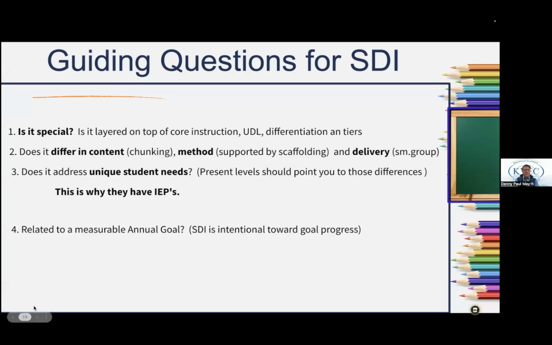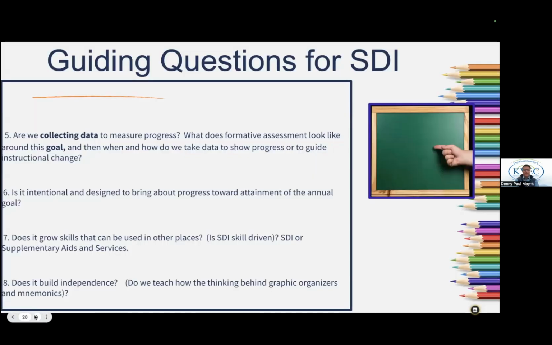And special design instruction should be related to the annual measurable goal. It's intentional toward the progress of that goal. And on this slide, it says, are we collecting data to measure progress? This is how we know that we're doing something that is going to ensure that we're measuring the goal, we're taking data around the goal, and what does our formative assessment look like around that goal? And when and how do we take that to show progress or to guide instructional change?